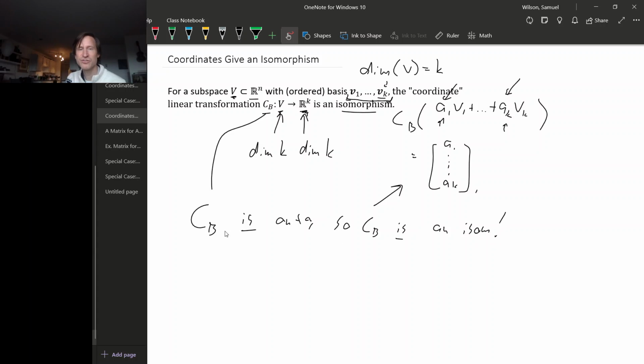Okay, so these coordinate transformations always give you an isomorphism. Different choices of basis will give you a different isomorphism, but every choice of basis does give you some isomorphism. And if all you're looking for is a concrete Euclidean space that looks like your subspace, any choice of basis will give you this nice correspondence that lets you view your subspace as a Euclidean space.